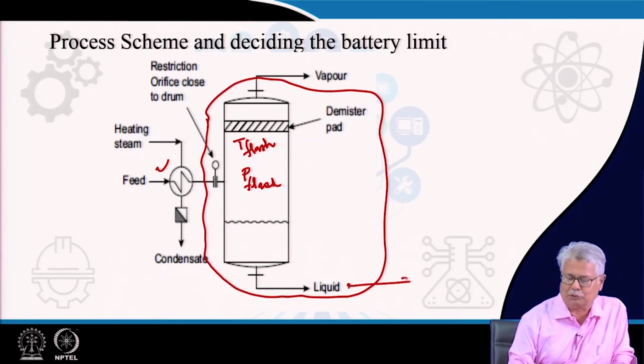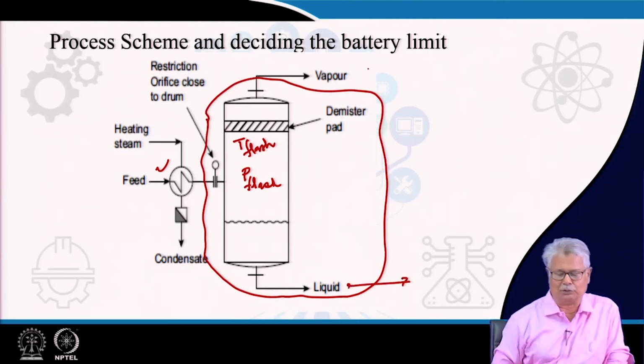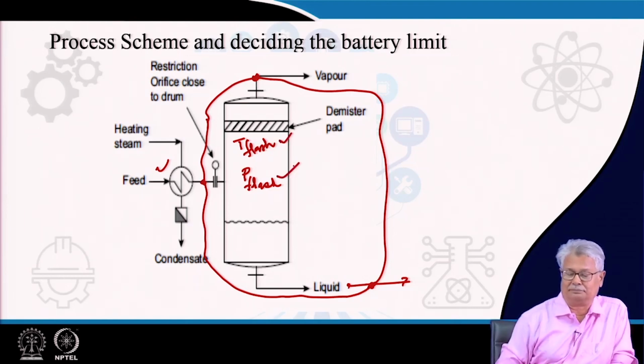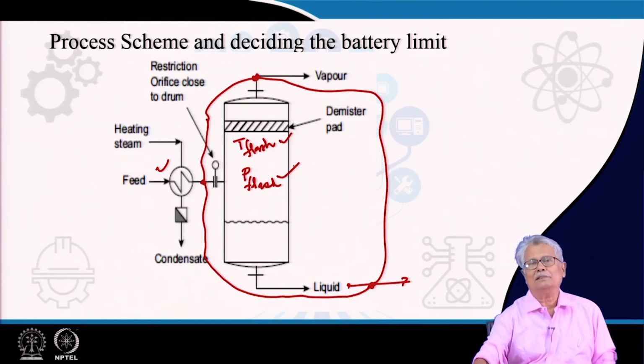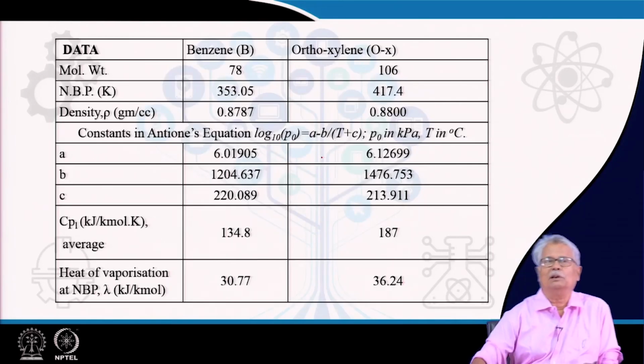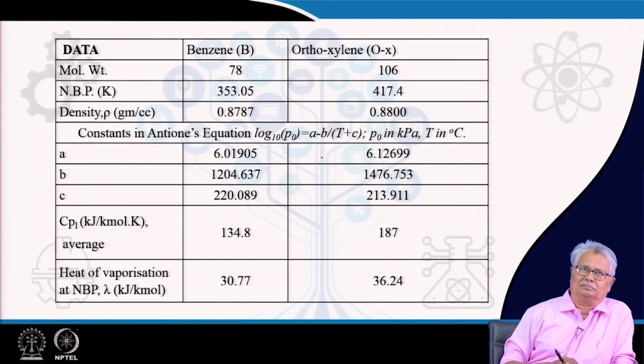Naturally, the liquid goes out as well and the vapor goes out as shown here. So, we are supposed to have the conditions at this point, and at this point. And the process conditions within will be the temperature of flash and the pressure of flash. So, once we have decided this, we go for data collection.